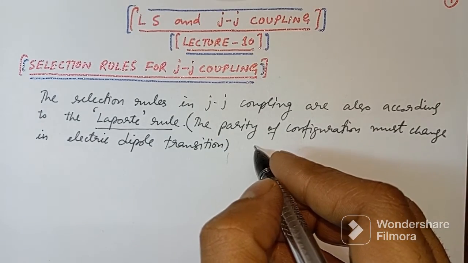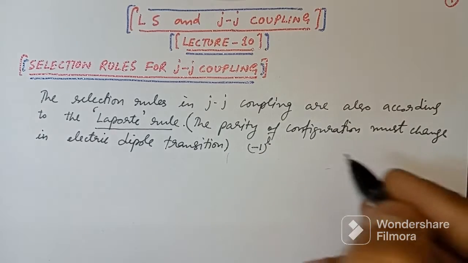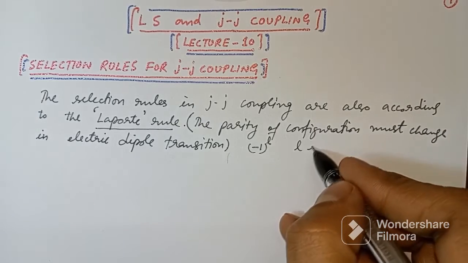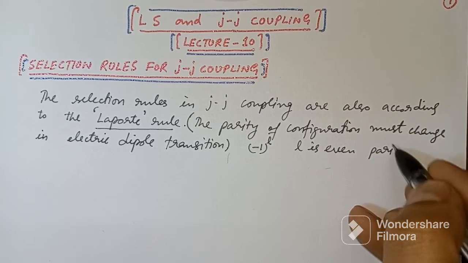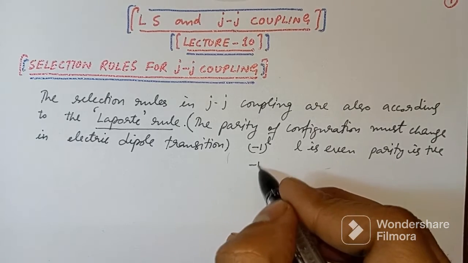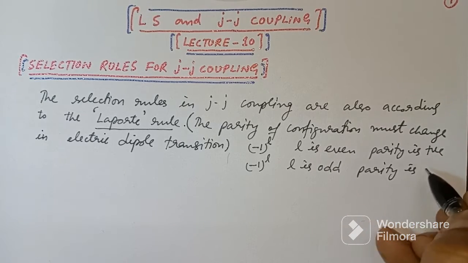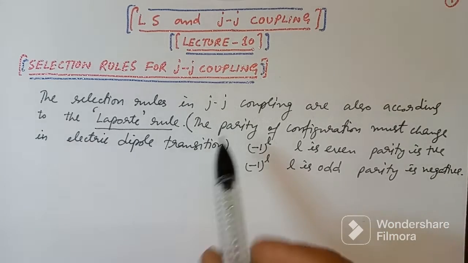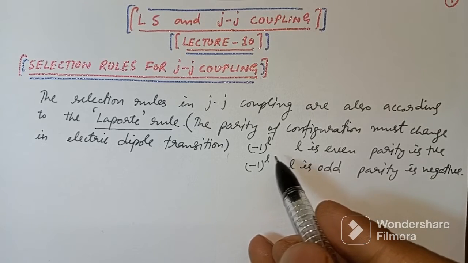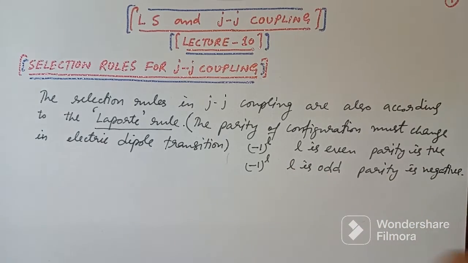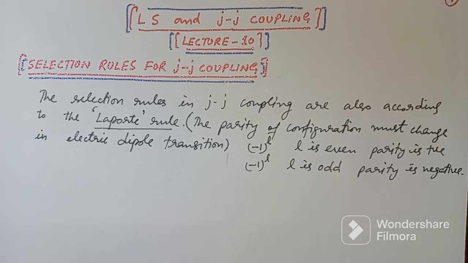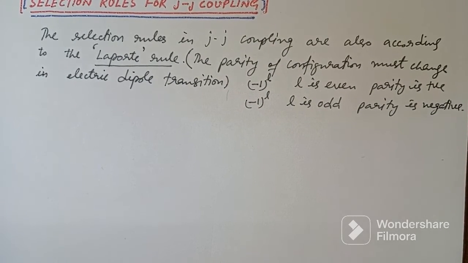The parity must change. We know the parity is given by minus 1 raised to power L. So if L is even, parity is positive, and if L is odd, parity is negative. So if the parity of the configuration is changing, it means that L must change. This is the Laporte rule. The selection rules of the LS coupling were according to the Laporte rule, and the selection rules for JJ coupling are also according to the Laporte rule. So let's see what the selection rules are.